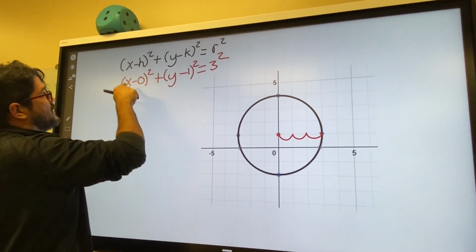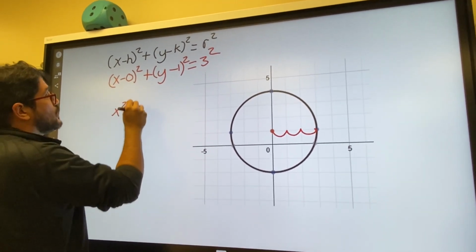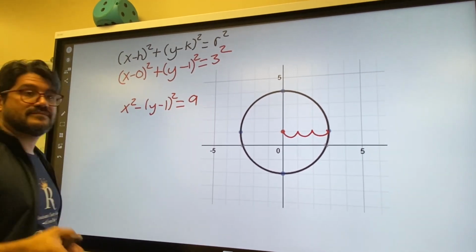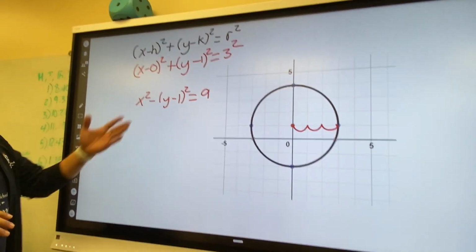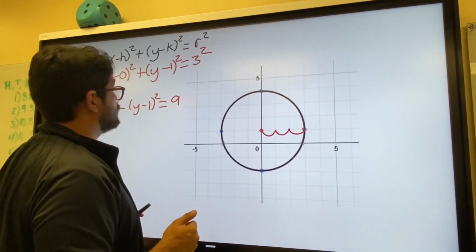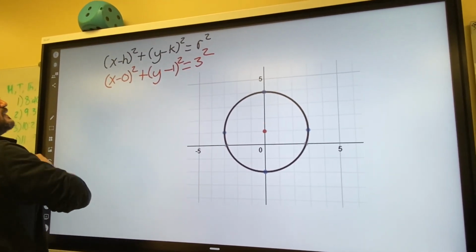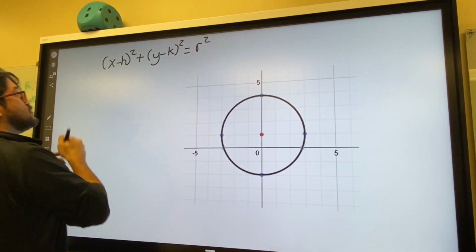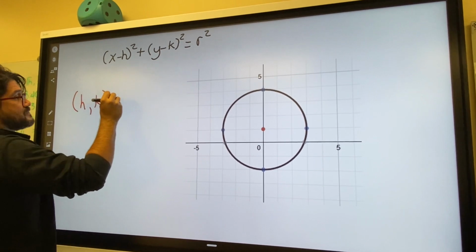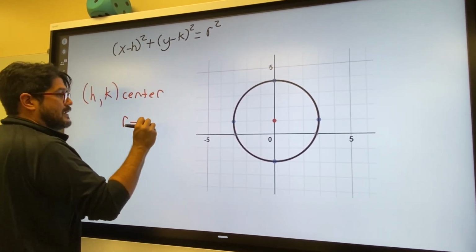Now you could simplify this. X minus 0 is just going to be x squared. This is going to still be y minus 1 squared, and that's going to equal 9. All right? So that's it. You could leave it as 3 squared, but you could also write it as 9. And that's the formula for this circle. Remember that h and k are the center of the circle. In this original formula, h and k are the center, and r is the radius.